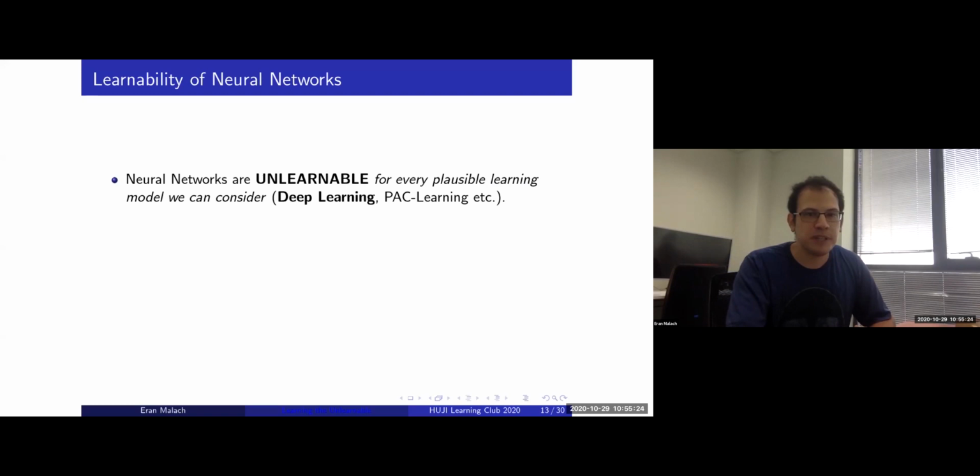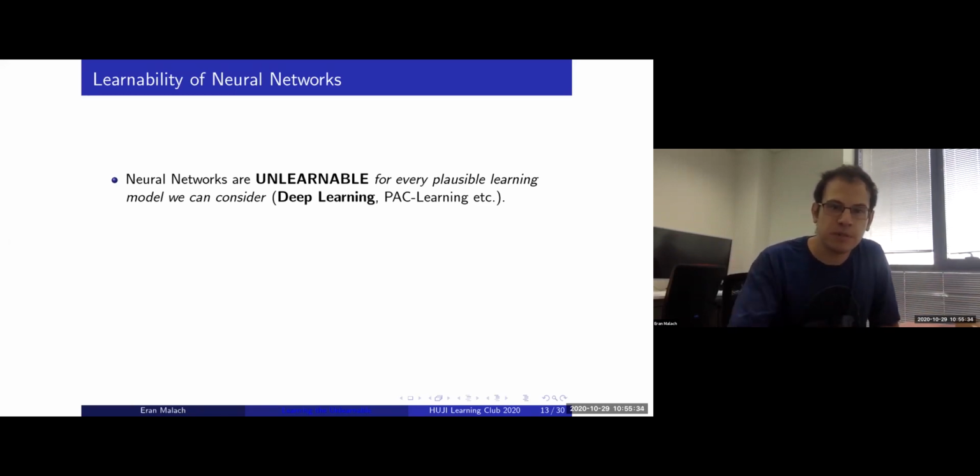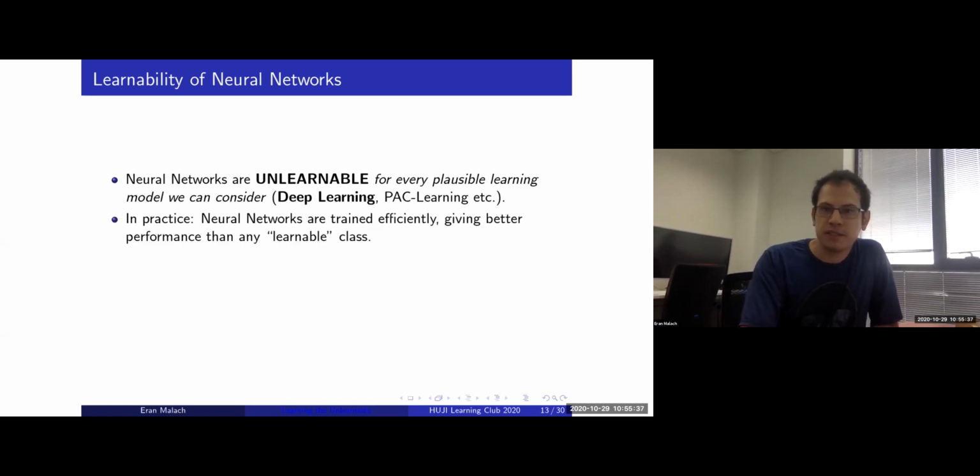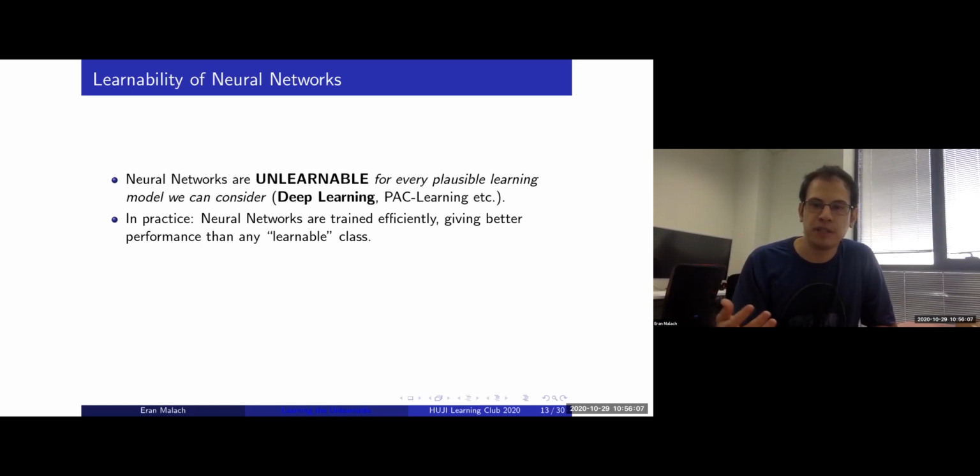So again, neural networks, as we said, are not efficiently learnable under any plausible learning model, and this is true specifically for deep learning, but also for other models. However, in practice, as I guess most of you are aware, neural networks are performing quite well. They solve a multitude of tasks, and they perform much better than any learnable class, right? I don't know, half spaces are learnable in some or most of these settings, half spaces over embeddings of the input. But neural networks perform much better than, say, kernel SVM, which is used to learn these learnable classes.